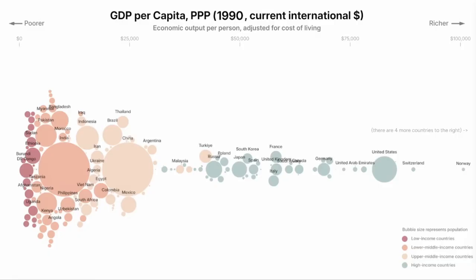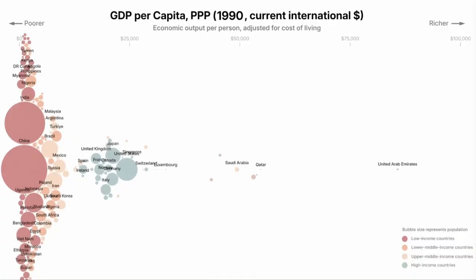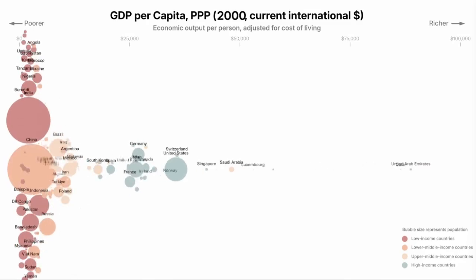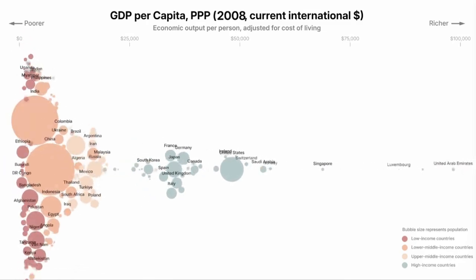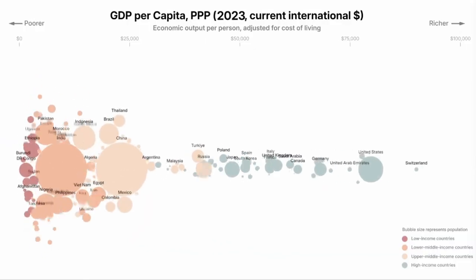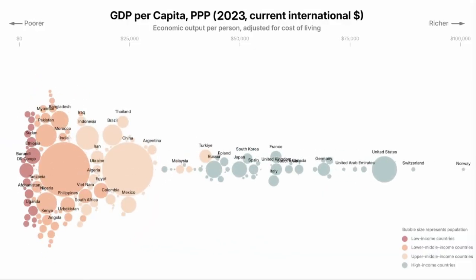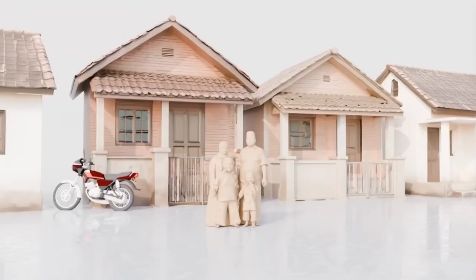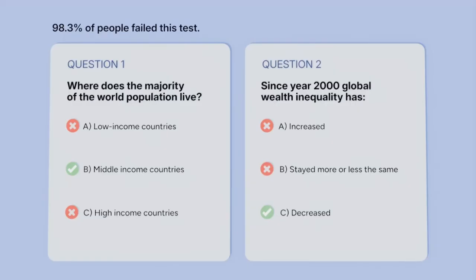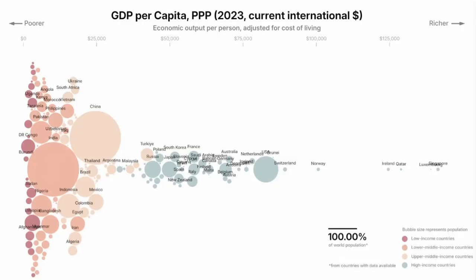If we go back to 1990, the bubble chart looked like this. Almost 40% of the world lived in low-income countries. As the years passed, billions climbed out of poverty, and now most of the world lives in middle-income countries. This doesn't mean that people aren't struggling or that we shouldn't worry about rising inequality within countries, but personally, I also think it's important that we acknowledge the progress that has been made. Most people, myself included, fail these questions because we don't have an accurate picture of the world.